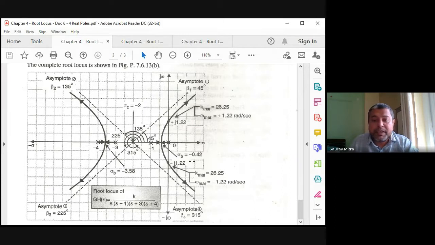So one k critical we can calculate here. So in that equation, k divided by s into s plus 1, s plus 3, s plus 4, I would request you to substitute s is equal to -0.42. So what is the equation? k divided by s into s plus 1, s plus 3, s plus 4. This whole mod is equal to 1. Substitute there s is equal to -0.42. Calculate the value and you have to tell me. So that is k critical 1.